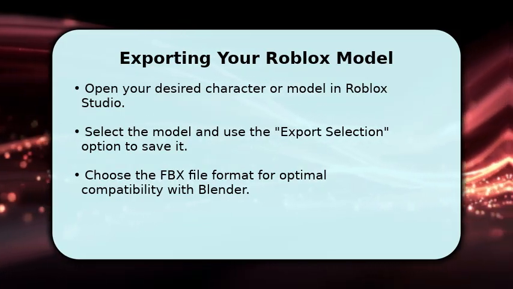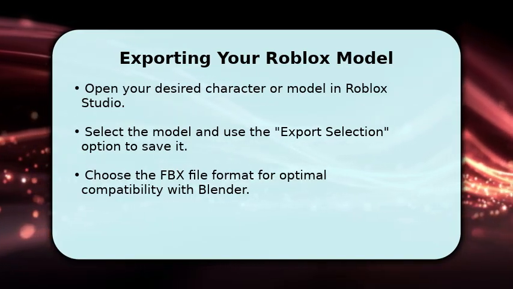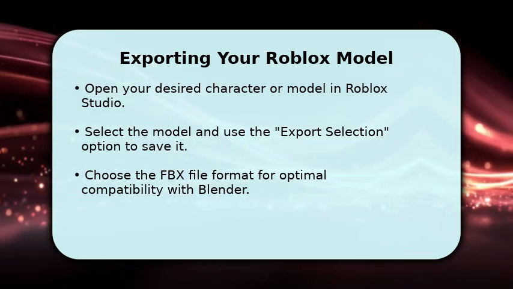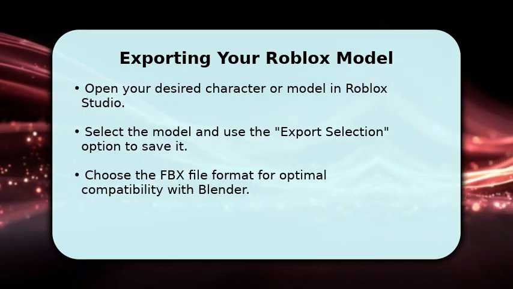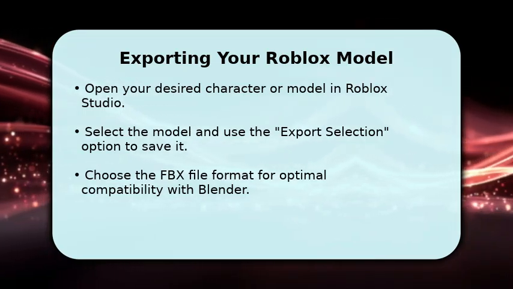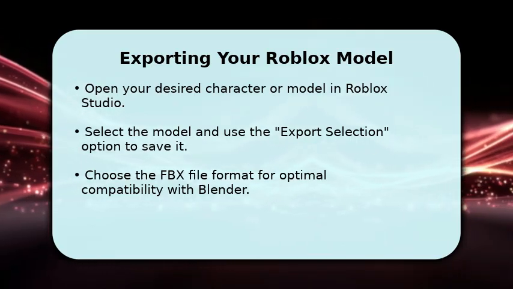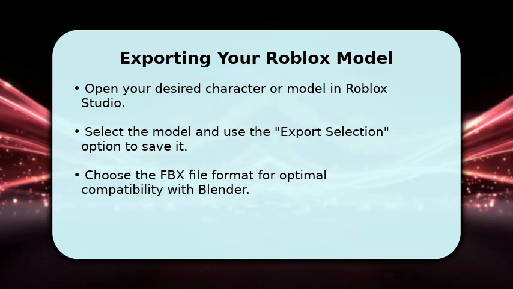Begin by opening your chosen character or object within Roblox Studio. Carefully select the entire model you wish to animate. Then, utilize the Export Selection feature to save your model. It is highly recommended to choose the FBX file format, as this offers the best compatibility with Blender. Remember to note where you save the file for easy retrieval later.